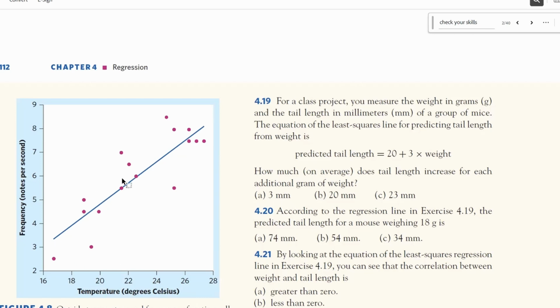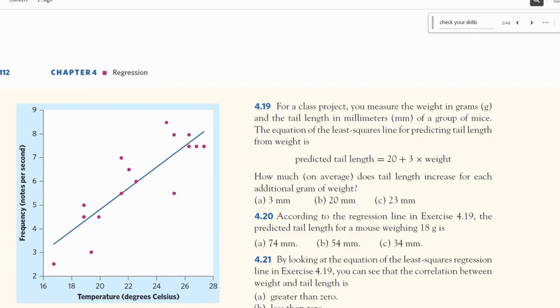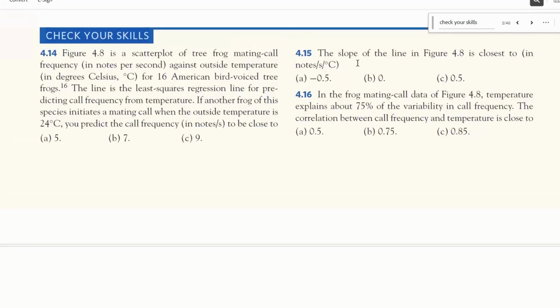So if it's a positive slope, it's going up, it's got to be not 0, and it's got to be positive, right? So you already know the answer to this question without even seeing the regression output. You would be able to look at that figure and say, oh, okay, I know what the slope would have to be. It has to be this one.